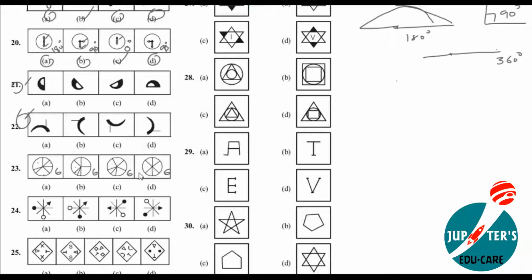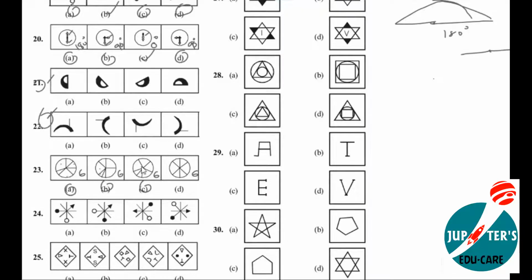But observe carefully, students. In option A, option B, option C, these parts are not divided in a proper way. But in case of option D, it is divided in a proper way. So, option D is our answer. Understood? Next, question number 24.